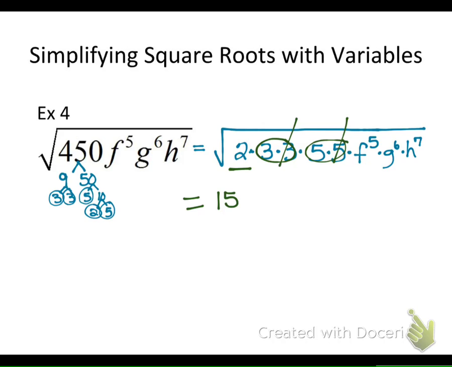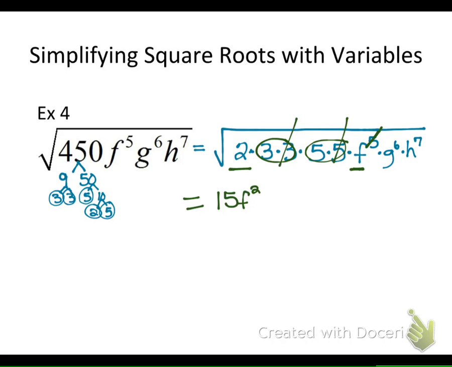Now I'm going to look at my variables. F to the 5th, odd or even? Odd. Because it's odd, I know I'm going to have an F left over. I'm going to take 1 away from the 5 and get 4. And what's half of 4? 2. So my coefficient is going to be F squared, or F to the 2nd. I'm done with that now.